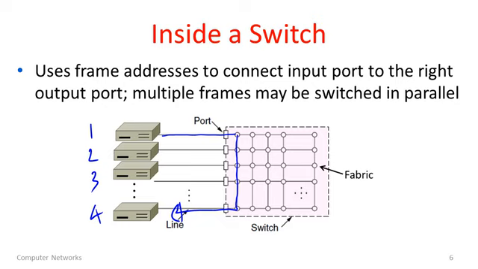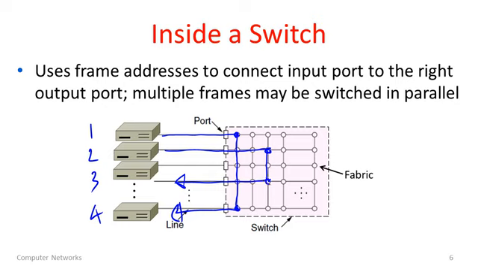At the same time, the host on port 2 might be sending a frame to the host on port 3 using a different path through the switch fabric. The switch fabric here is shown as a grid. You could just imagine this as almost a street map and traffic lights. Depending on the addresses that are on the frame, different kinds of traffic lights or switches here are being turned on or off to connect different input ports to different output ports.